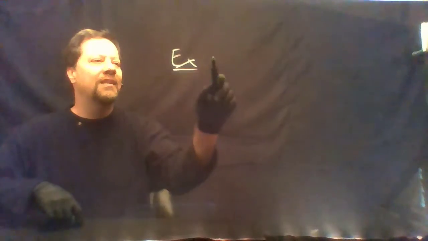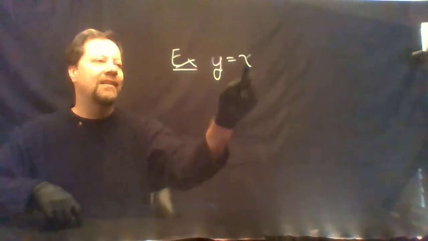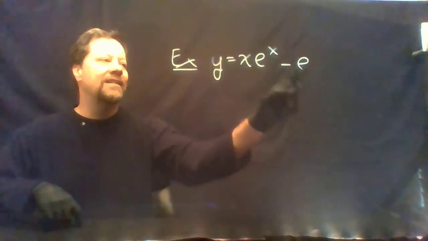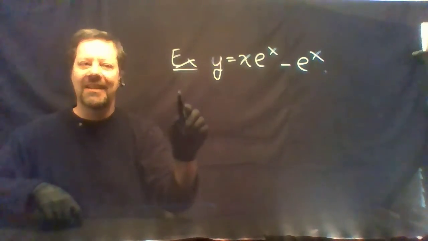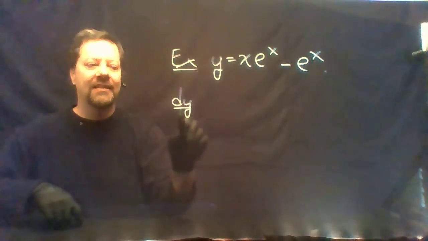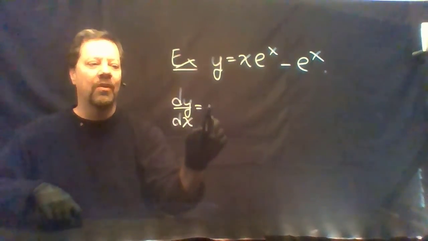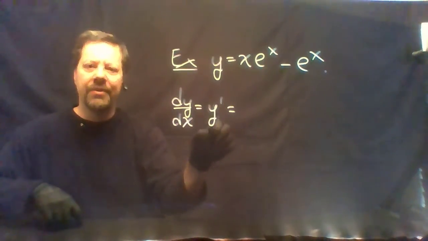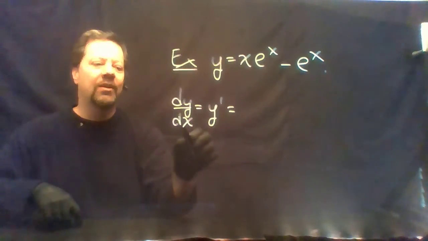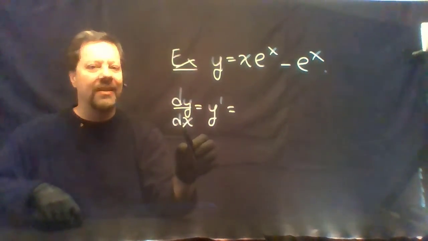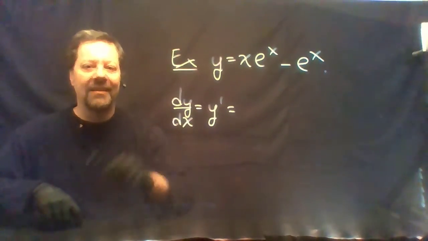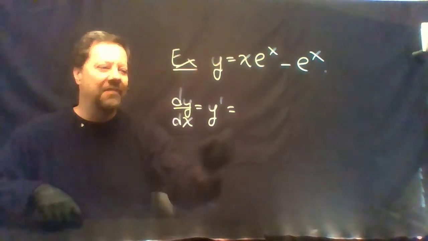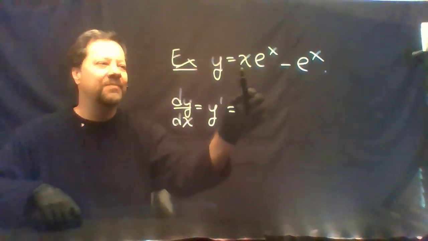Another example, let's suppose y is equal to x e to the x minus e to the x. Let's calculate dy dx, or y prime. Remember that y prime is Newton's notation for the derivative, whereas dy dx is the Leibnizian notation for the derivative. It means the same thing, though.